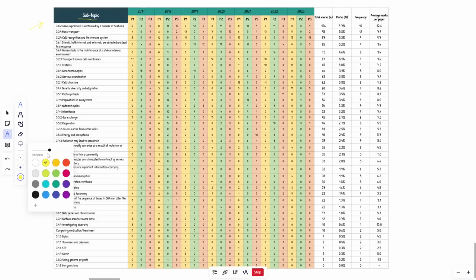Let's make my pen a bit chunkier. It's looking a bit skinny. Okay, that's still not the best. Let's change the color. Blue. Blue looks good. All right.